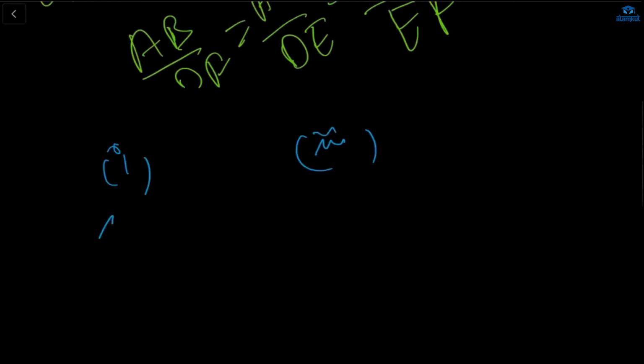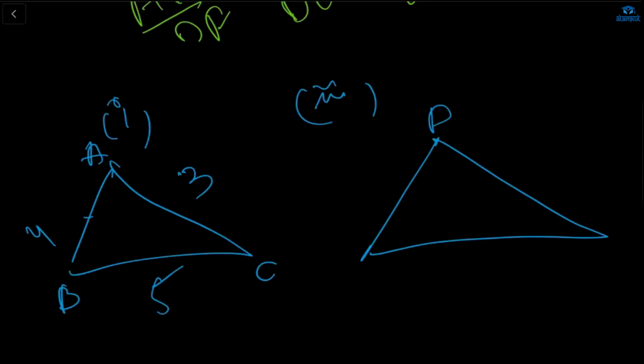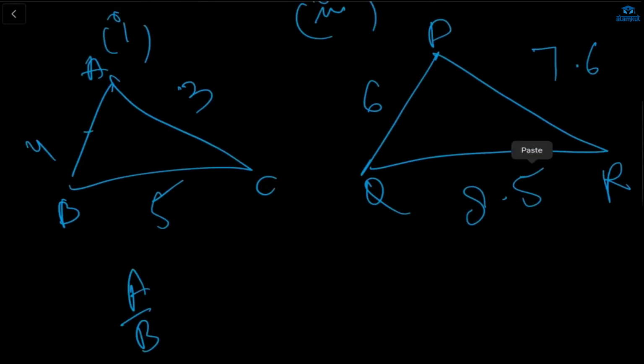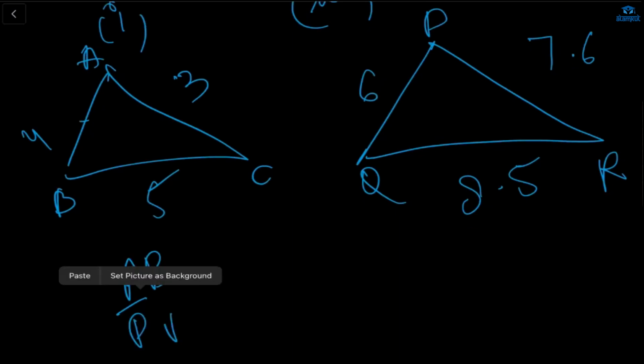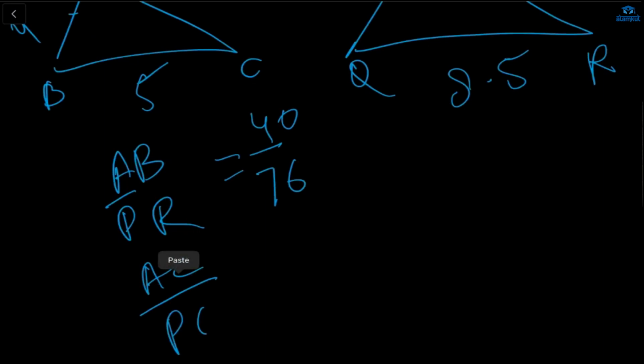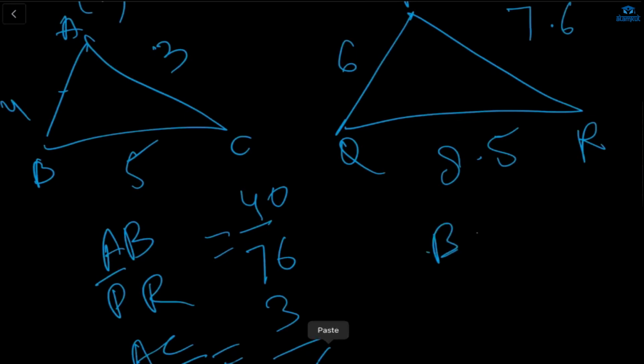Okay, so first was like this: A, B, C. It was 4, 3, 5. And in the other triangle, that is PQR, it is 6, 7.6, and 8.5. Okay, so here if we take the ratio, then it will be AB by PR. So AB by PR will be 50 by 7.6, so 40 by 76, and then it will be AC by PQ, which will be 3 by 6, and one more side will be BC by QR, which will be 50 by 85.